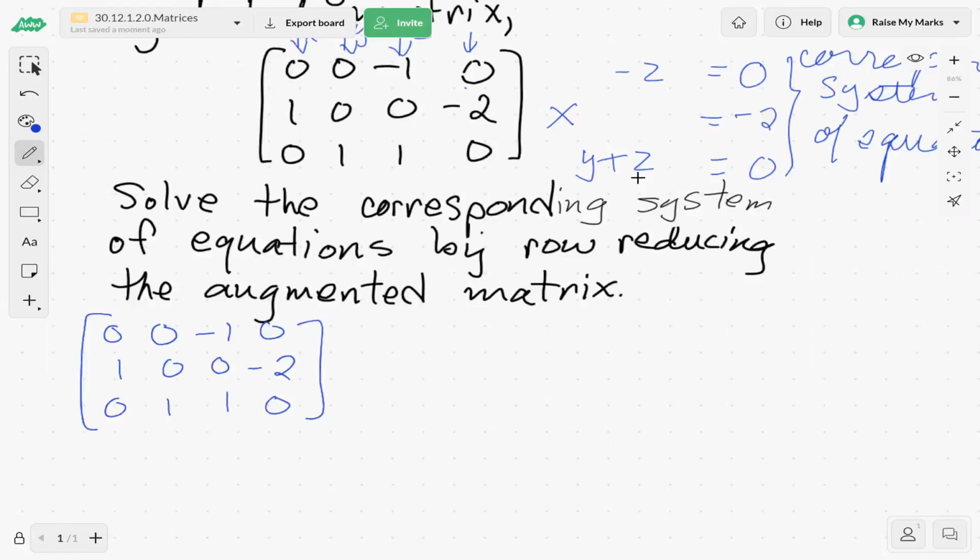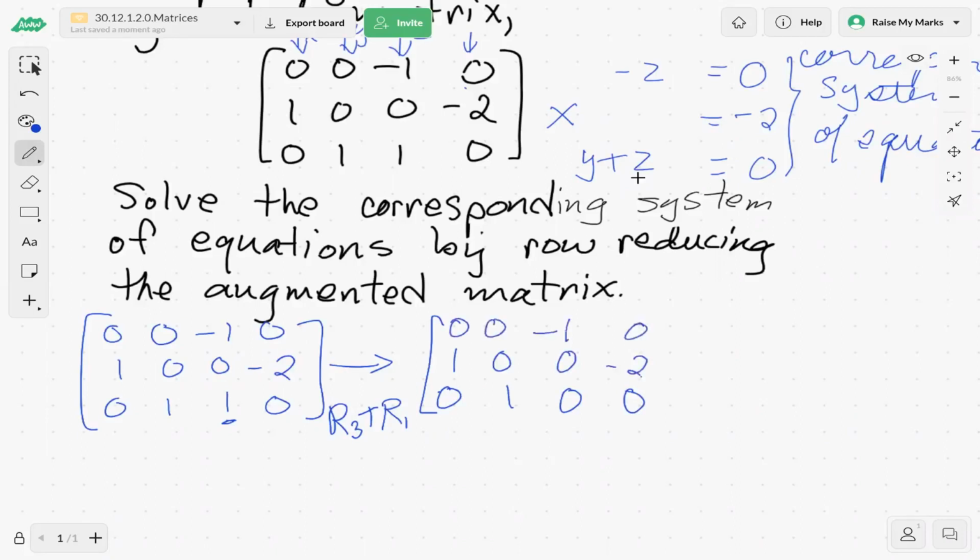Okay, so let's try and eliminate that 1. So we will do row 3 plus row 1, and we'll put that back into row 3. So we're going to get 0, 1, 0, 0. Second row just remains as is. First row also just remains as is.